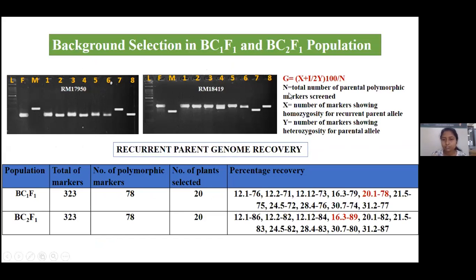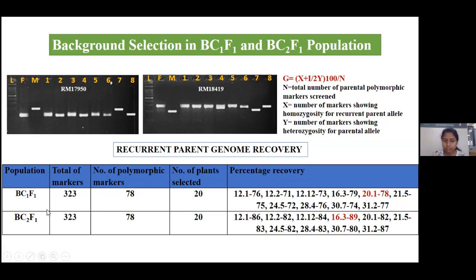N is the total number of polymorphic markers, X is the marker showing homozygosity with the female parent, and Y is the marker showing heterozygosity. Using this formula, we have calculated the percentage recovery, that is recurrent parent genome recovery. In BC1F1, we have got a recovery percentage of 78%, and thus this best plant selected here has been backcrossed to produce the BC2F1.